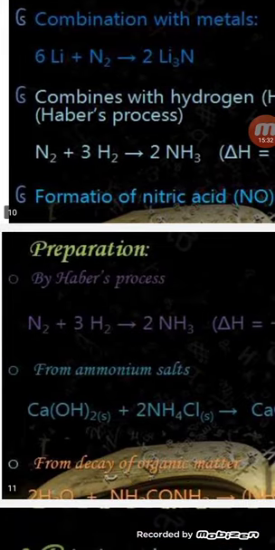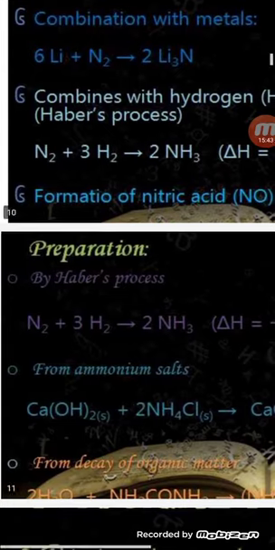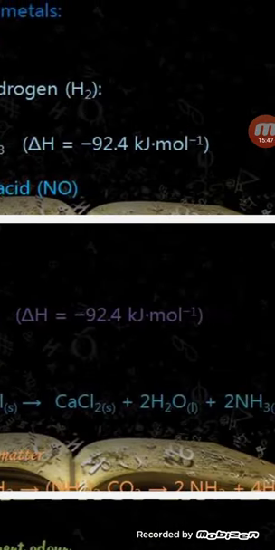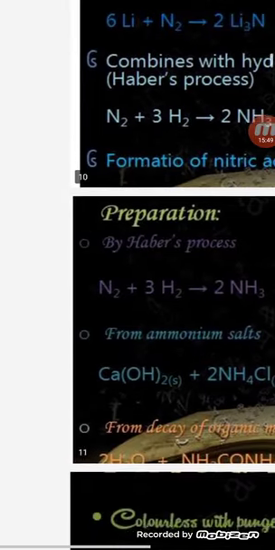Further, calcium oxide and ammonium chloride. Instead of calcium oxide, we could have taken sodium hydroxide also. Any hydroxide and ammonium chloride will give calcium chloride, water, and ammonia gas will come out.